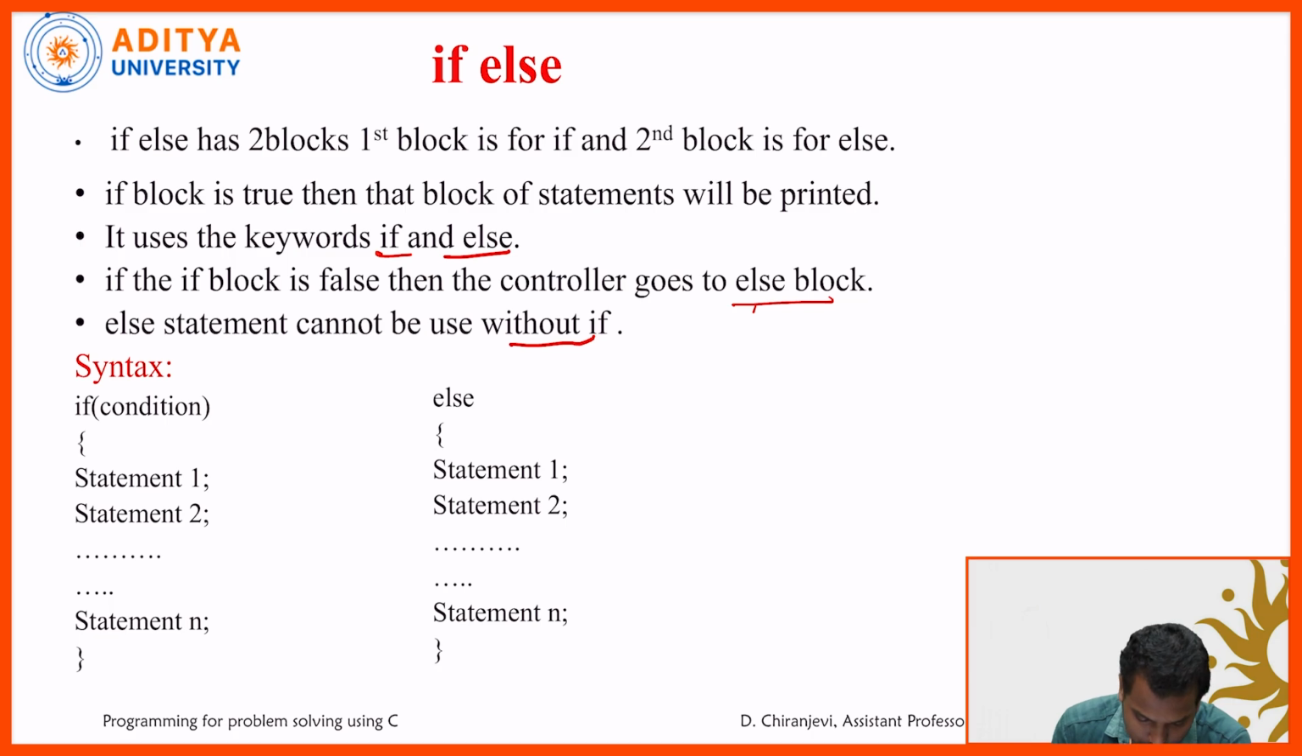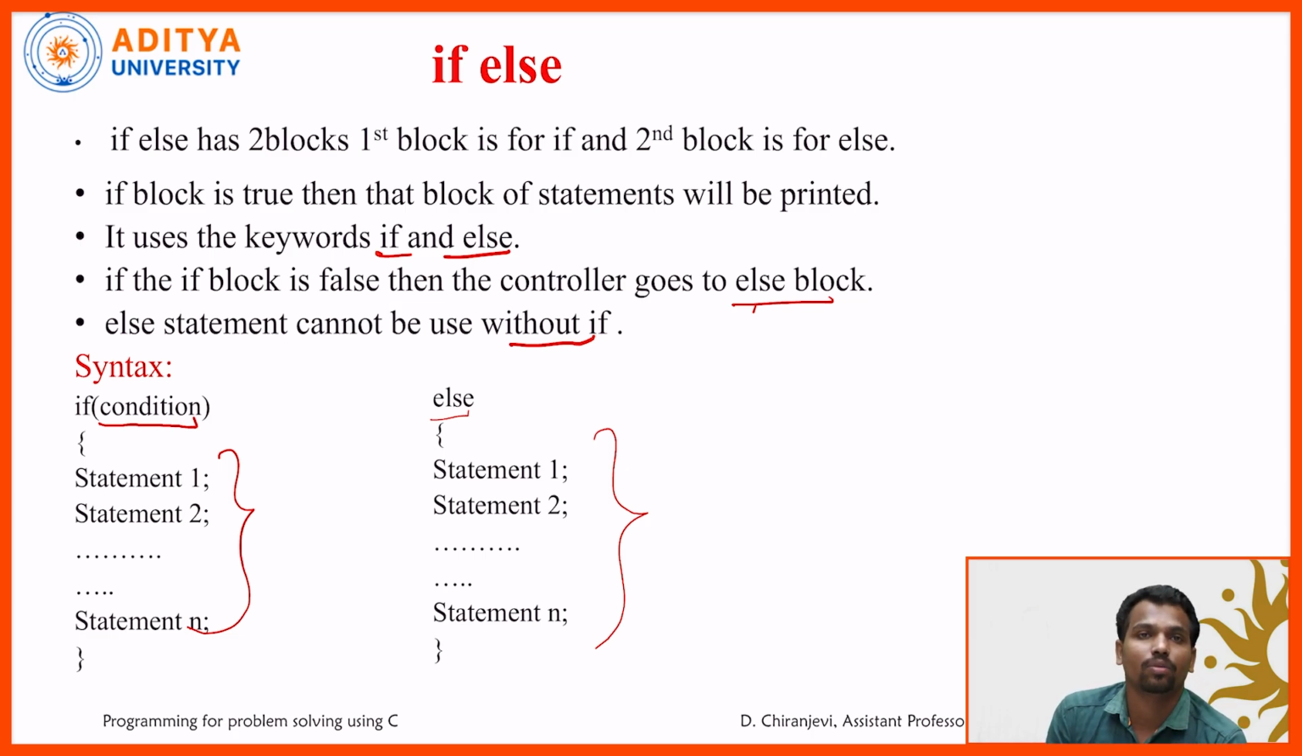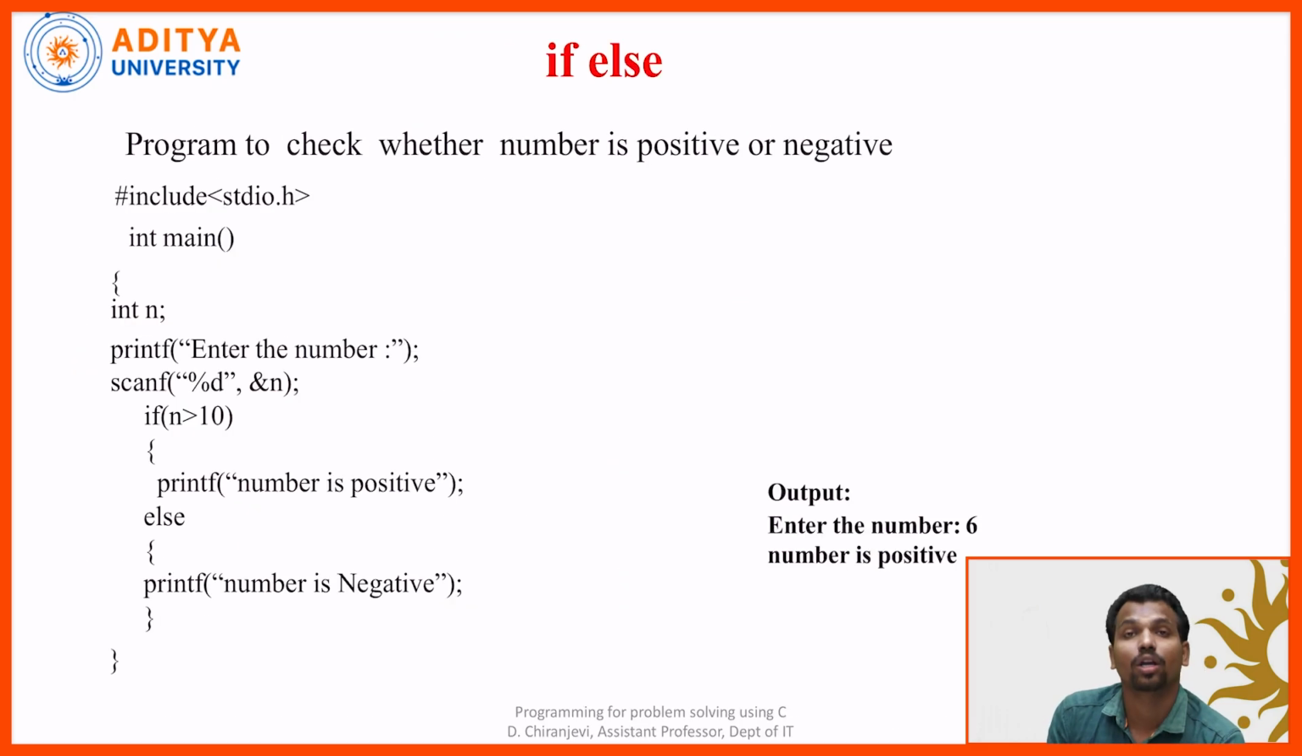If you see the syntax, first we write if, then we write a condition with if, then we simply write else without any condition. The body of if is this part and the body of else is this part, and you need to take care of this. With else we cannot write any condition; only with if we need to write the condition. Now, let us discuss an example for if else.